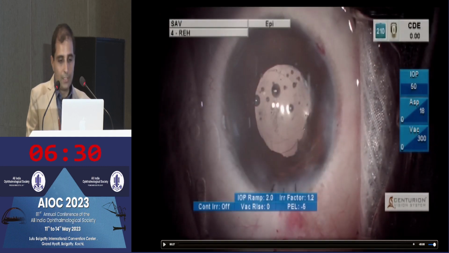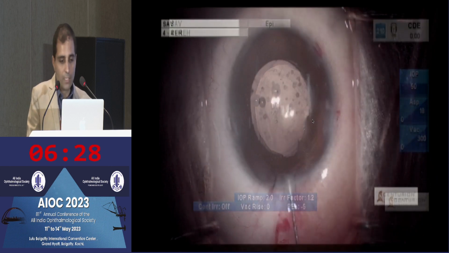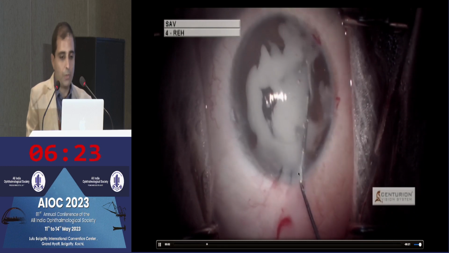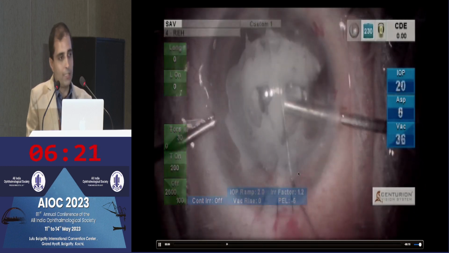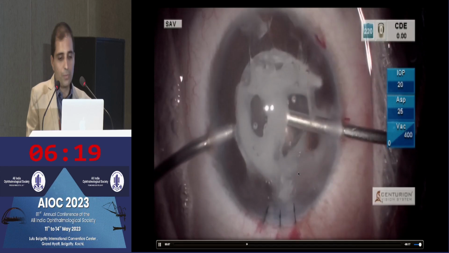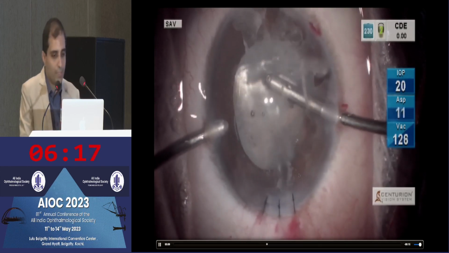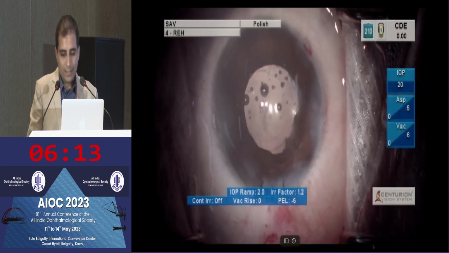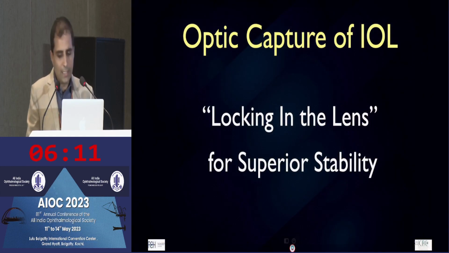Perfect centration, and of course good clear visual access also, because they are most likely to develop VAO in such young guys. Always confirm when you open the posterior capsule that there's been no vitreous disturbance, which fortunately in this case there wasn't, and this is how the patient looked at the end of surgery.